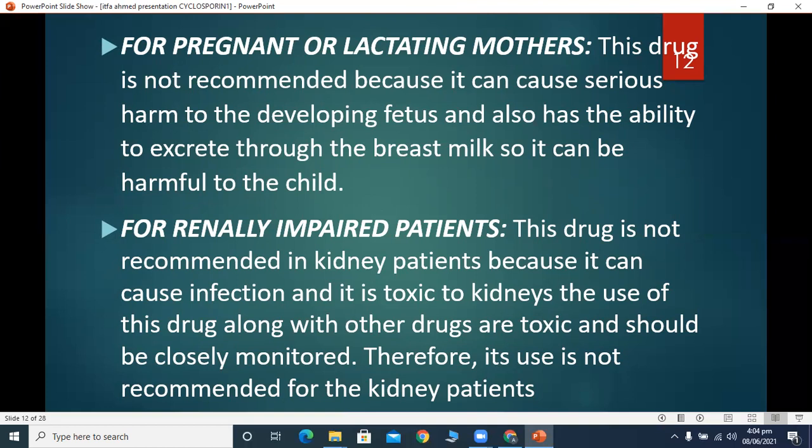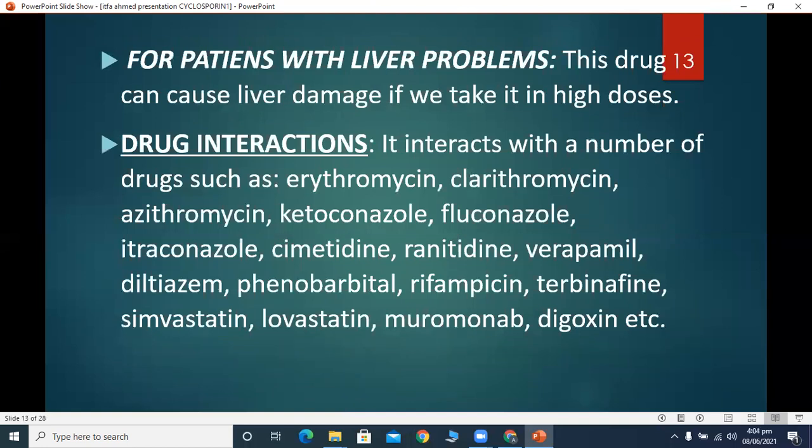The use of these drugs along with the other drug are toxic and should be closely monitored. Therefore, its use is not recommended for the kidney patients. For patients with liver problems, this drug can cause liver damage if we take it in high doses.